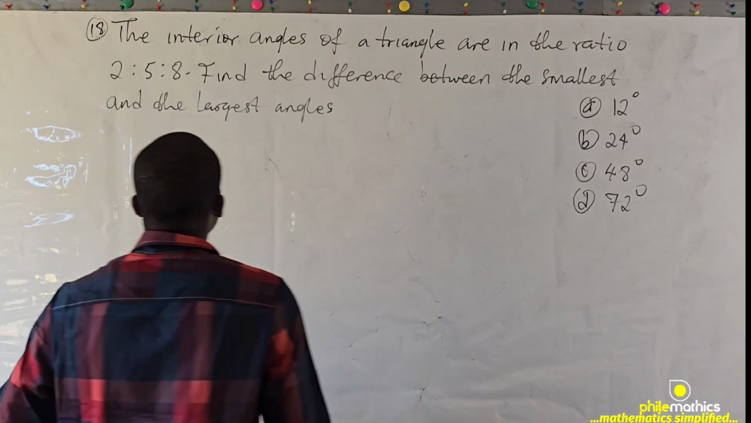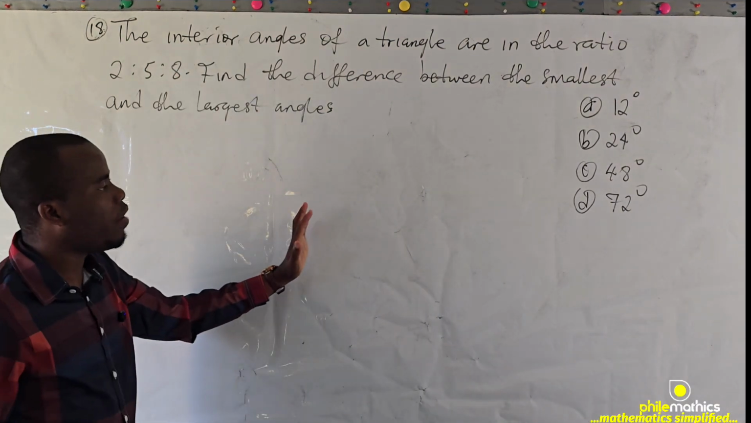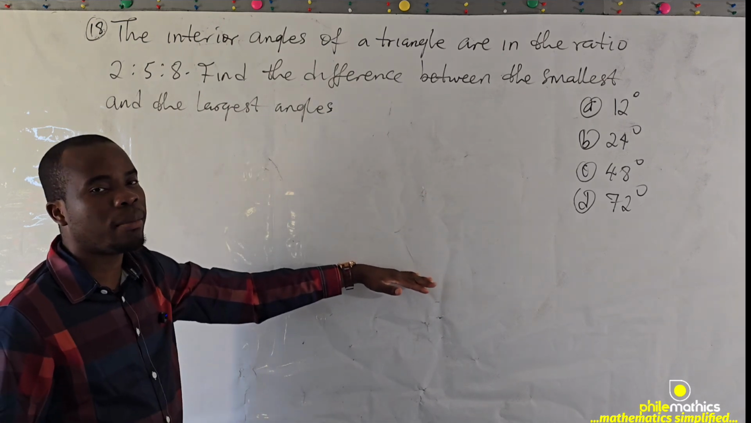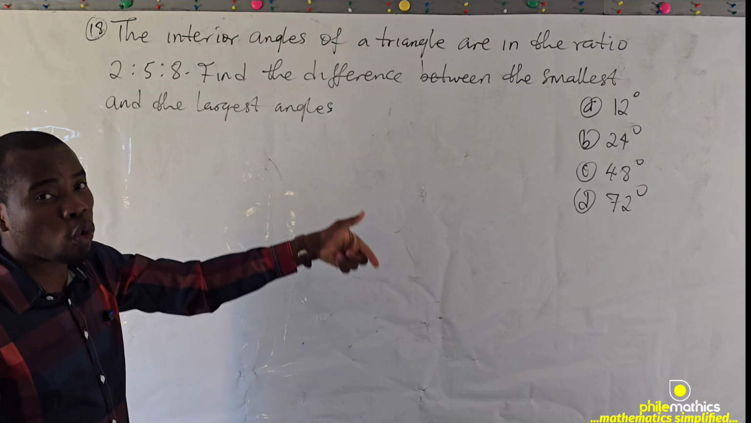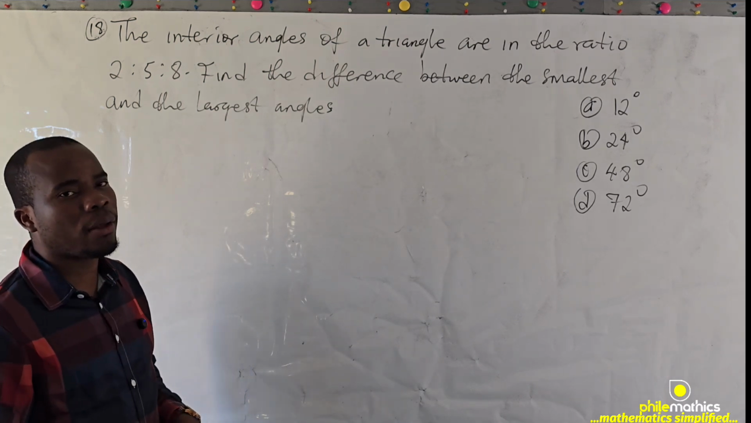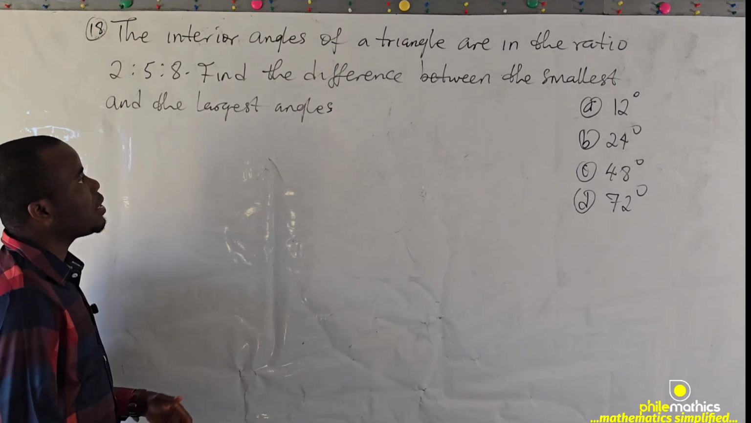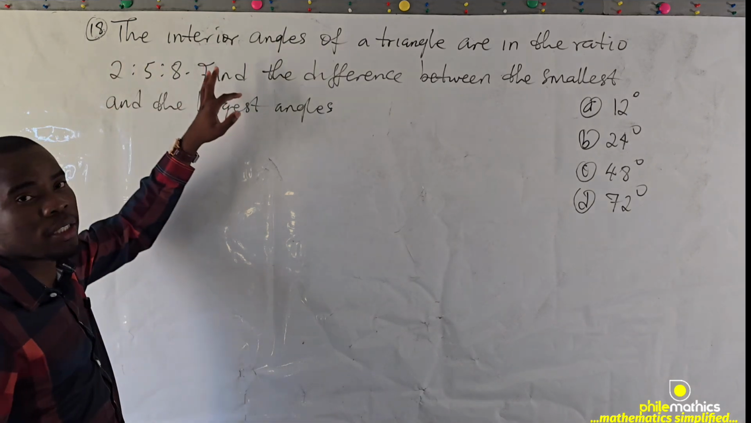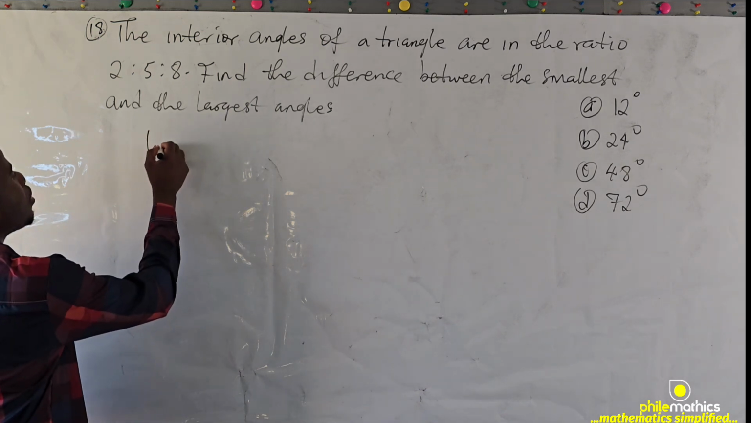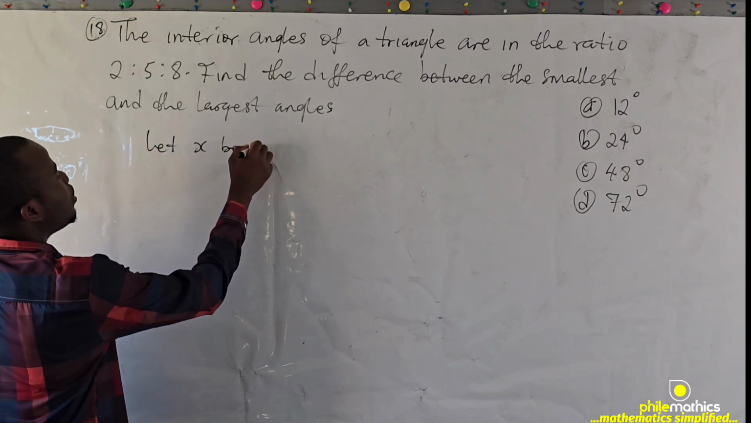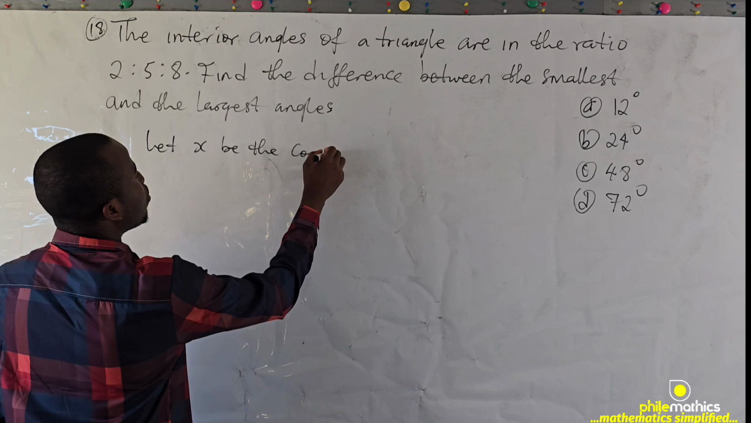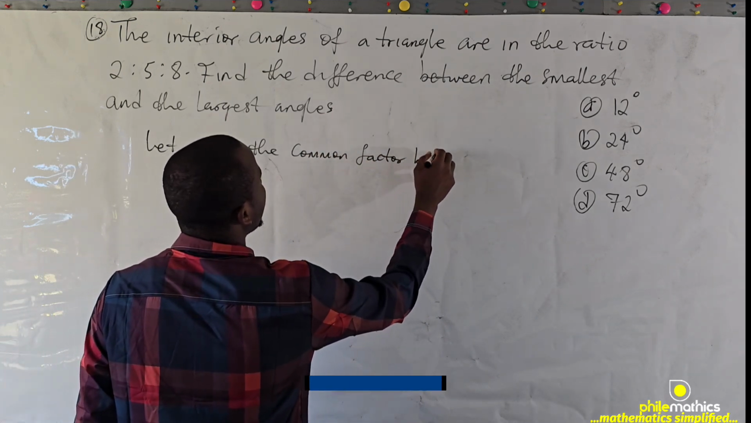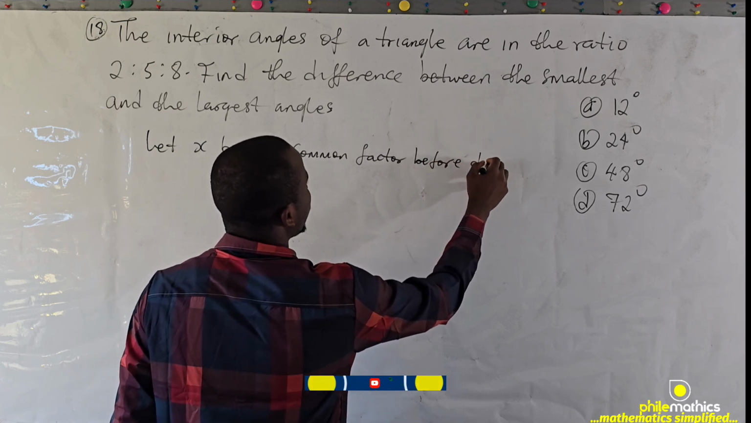So one thing you know about ratio is you have a set of numbers that, when you reduce it to its lowest term, gives rise to a ratio. So you cannot reduce it further. So let's say let x be the common factor before division.